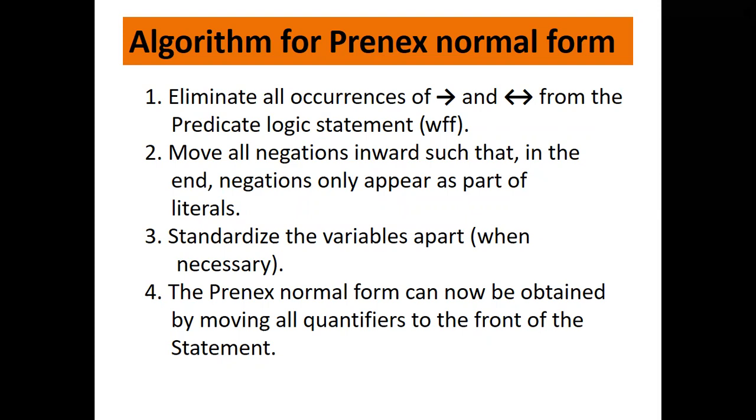So what is the first step? Eliminate all occurrences of implication and biconditional connectives from the predicate logic statement, which is in the form of a well-formed formula. This is the first step we already saw in the previous video. Next, move all negations inward such that in the end, negations only appear as part of the literals. Before going through this video, I expect you all to check the video I uploaded related to the steps to convert a statement into normal form.